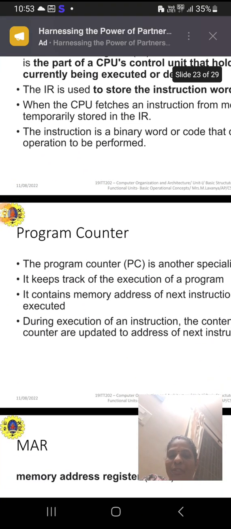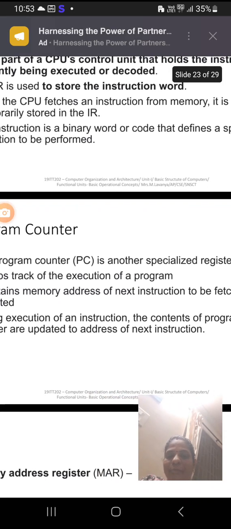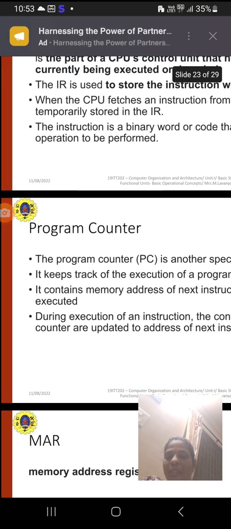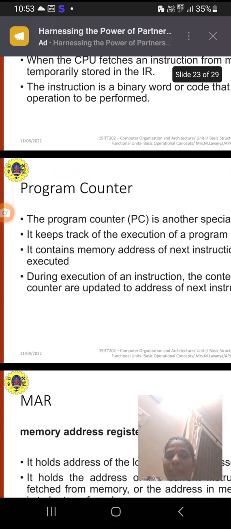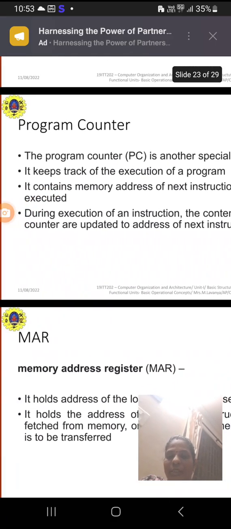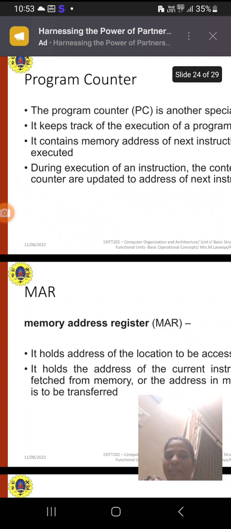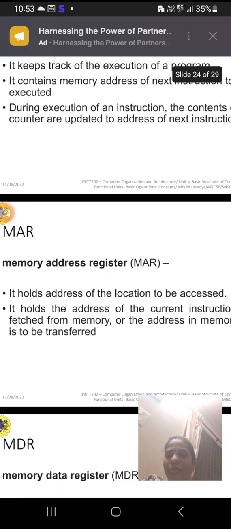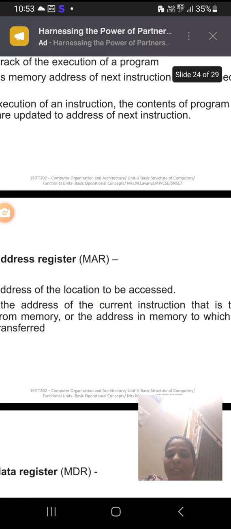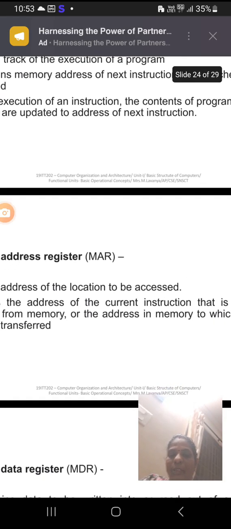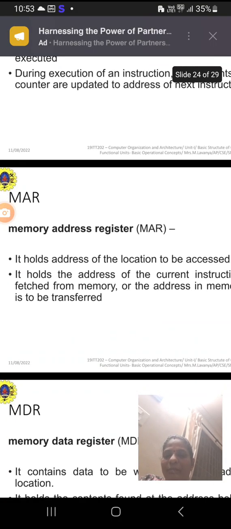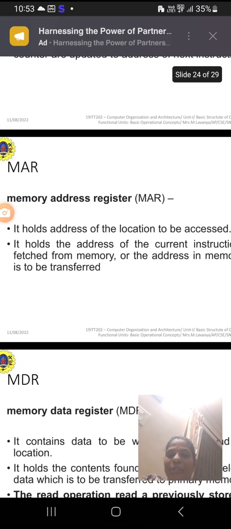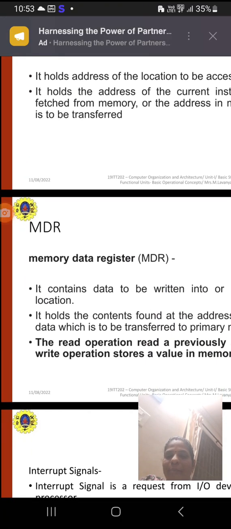During the execution of instructions, the contents of the program counter are updated to the address of the next instruction. So the memory address register holds the address of the location to be accessed. It holds the address of the current instruction that is to be fetched from memory, or the address of a memory location to which the data has to be transferred.